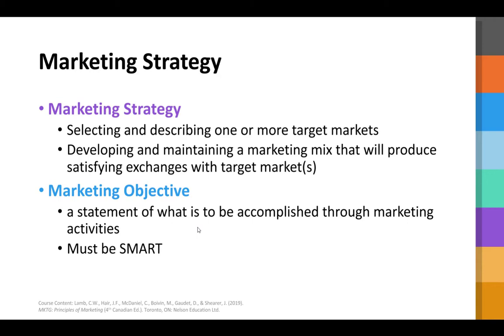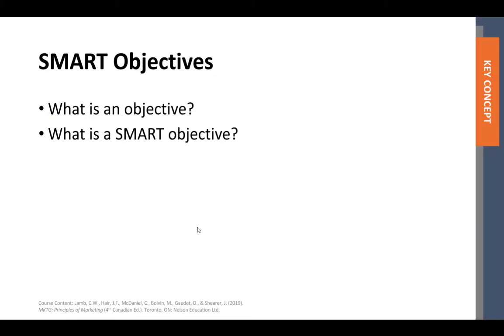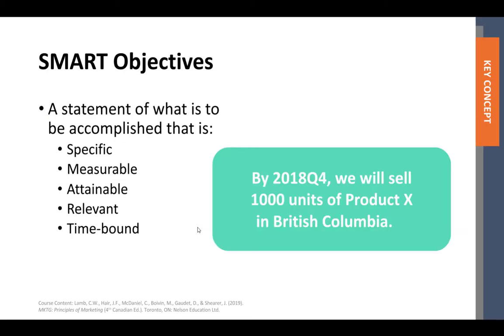So basically, at the marketing level, we need to come up with, you know it, the 4 Ps: price, promotion, product, and place. And we have to create some marketing objectives to make sure that we understand our target market and our goals. And the goals must be smart. So, what is an objective? What is a SMART objective?